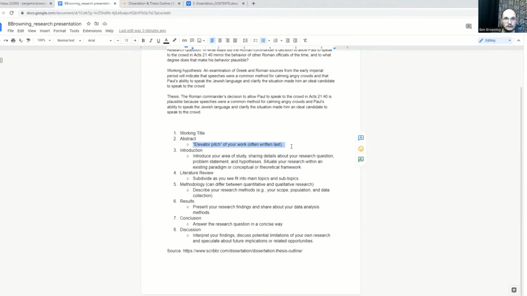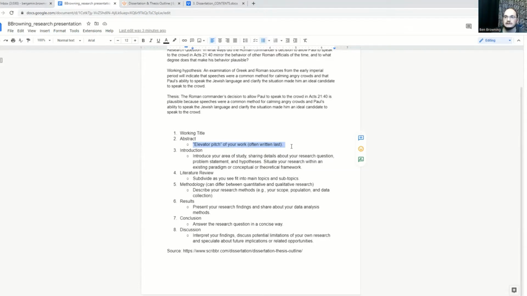An abstract will be somewhere between 100 and 300 words, right? I've seen some that want you to do 100 words. I've seen some that want you to do 200. On the heavy side, 300. So just understand that between 100 and 300 words is a good abstract.